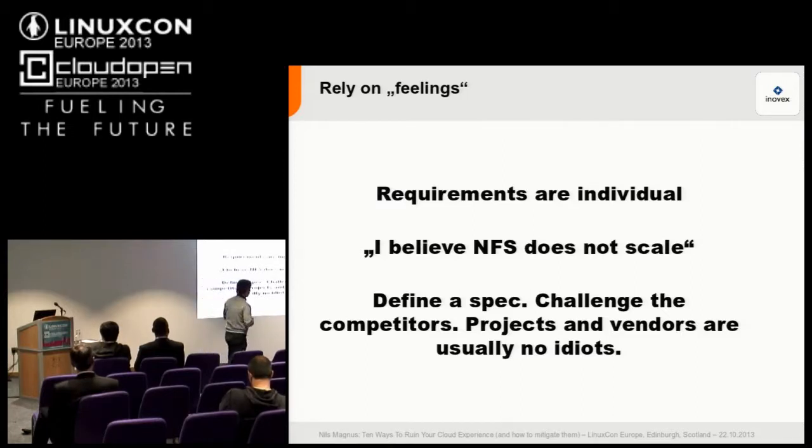And in my opinion, it's very shaky ground to make decisions based on feelings. So it's very important to define a specification or something. What do you actually want to accomplish? And based on this specification, which is hard work, actually, try to evaluate the potential options and evaluate them.